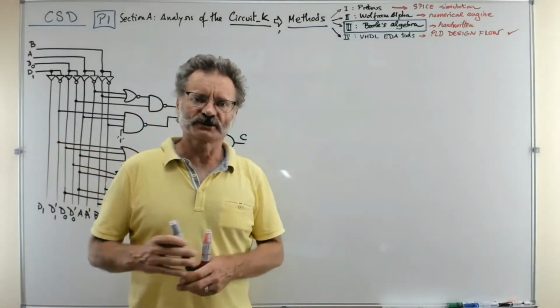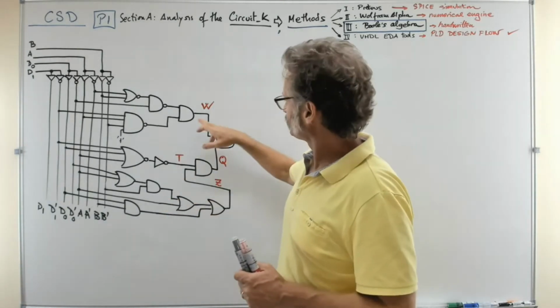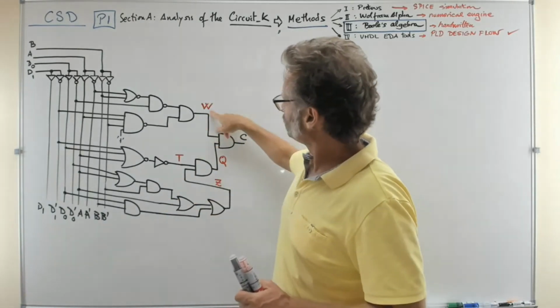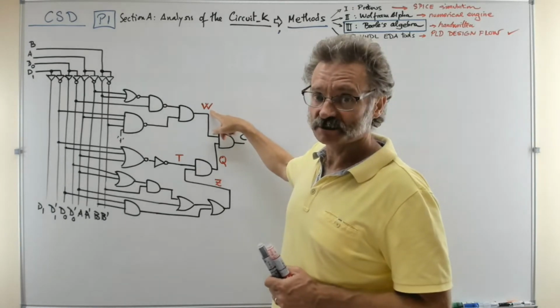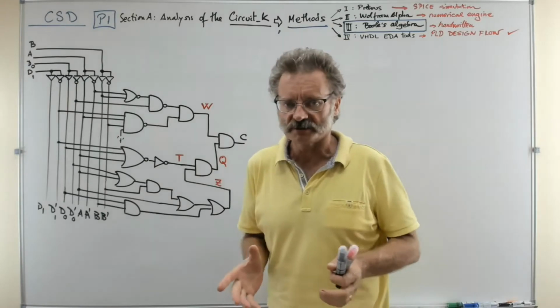So this is the circuit C, okay? And we did it as I have presented here. We did it up to the wire W. So now we can continue to the end. Let's see what happens, because that's the point.